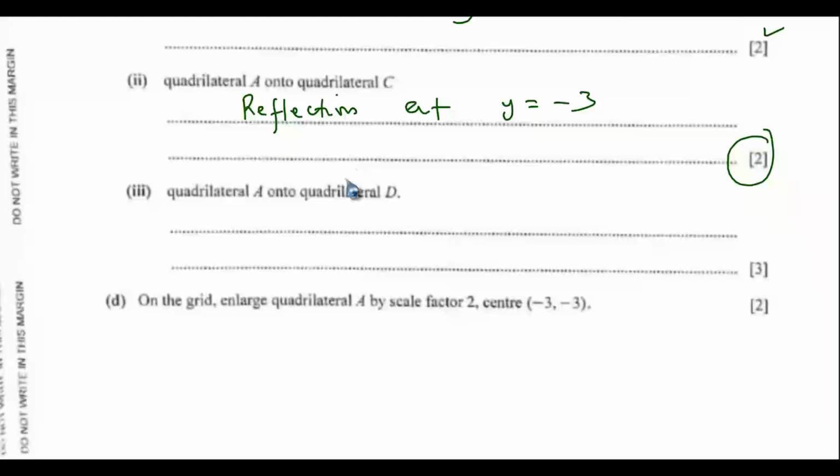Roman figure 3, quadrilateral A onto quadrilateral D. You can see you have 3 marks here. Without seeing the 2 shapes, I can tell you that it's between enlargement and rotation, because those are the 2 types of transformation where you could have 3 parameters. If it is rotation, you have to mention the name, which is rotation, then the center of rotation and the angle of rotation. Those are the 3 things you need. If the answer is enlargement, you have to mention the name, which is enlargement, the center of enlargement and the scale factor.